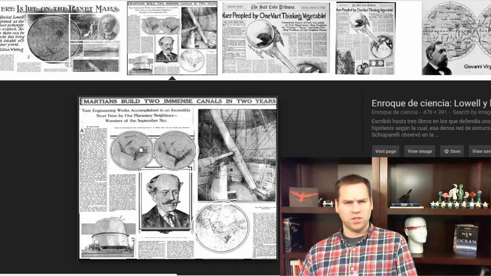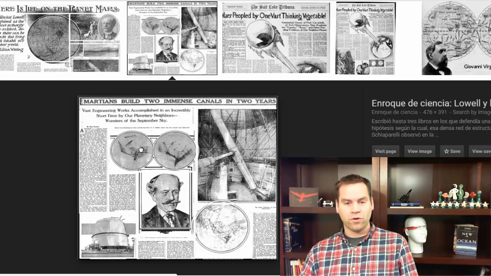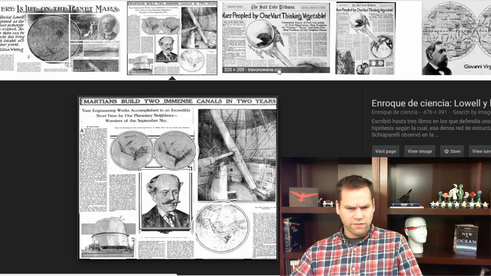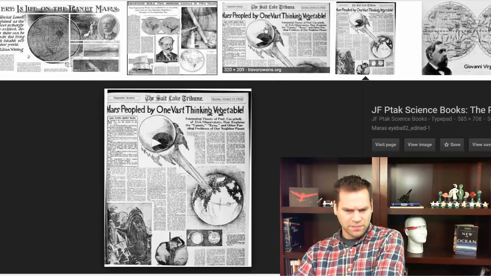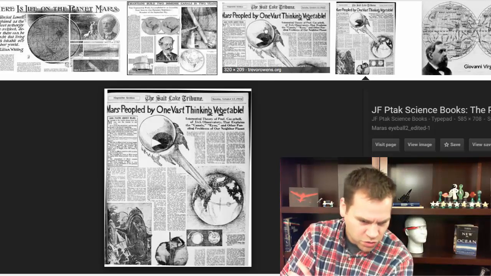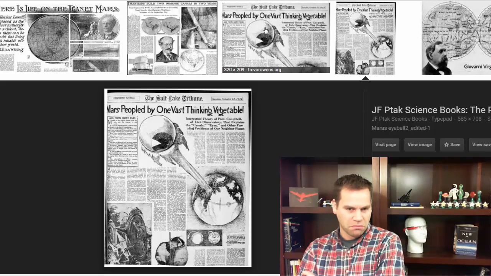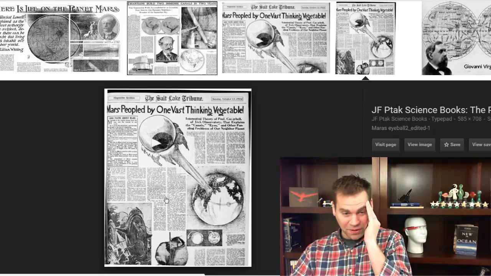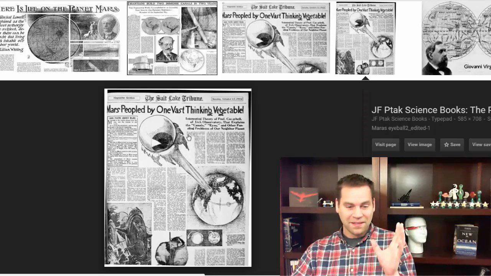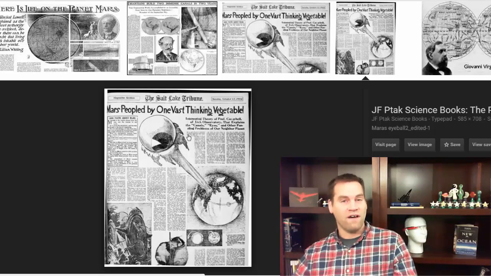So these must be vastly superior intelligent creatures who are able to do engineering feats beyond anything we could ever do on Earth. Where it gets a little crazy for me, and I should fact check this a little better because it just seems too crazy, but it says here from the Salt Lake Tribune, Mars is peopled by one vast thinking vegetable. All right, now we're getting a little ridiculous, but I think this was a legit newspaper clipping. But the motivation in this case would be that those dark regions were, later on, scientists thought that perhaps it was this huge area of vegetation.